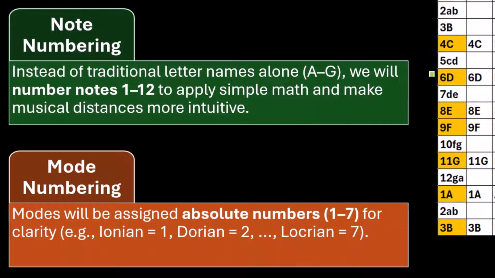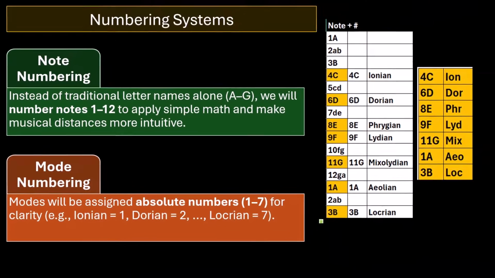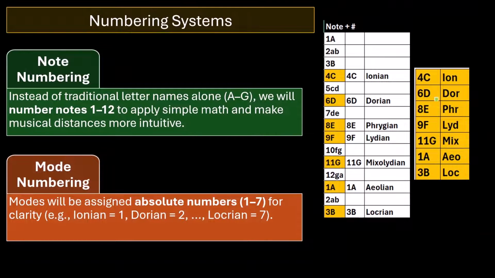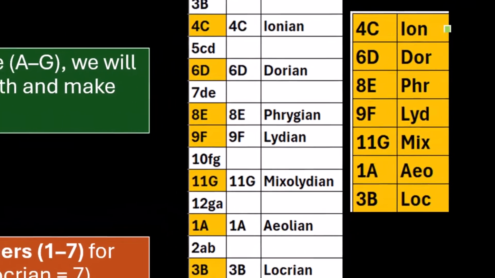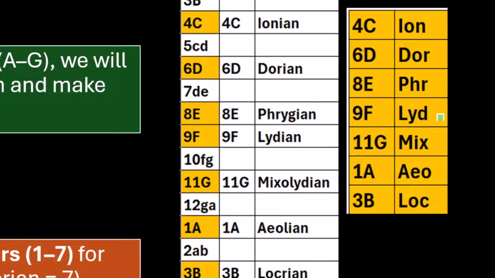So, mode numbering system. Modes will be assigned an absolute number 1 through 7 for clarity. So similarly with the modes, we're going to be picking out the modes here. So we have the modes. Now the modes go into the same kind of order.